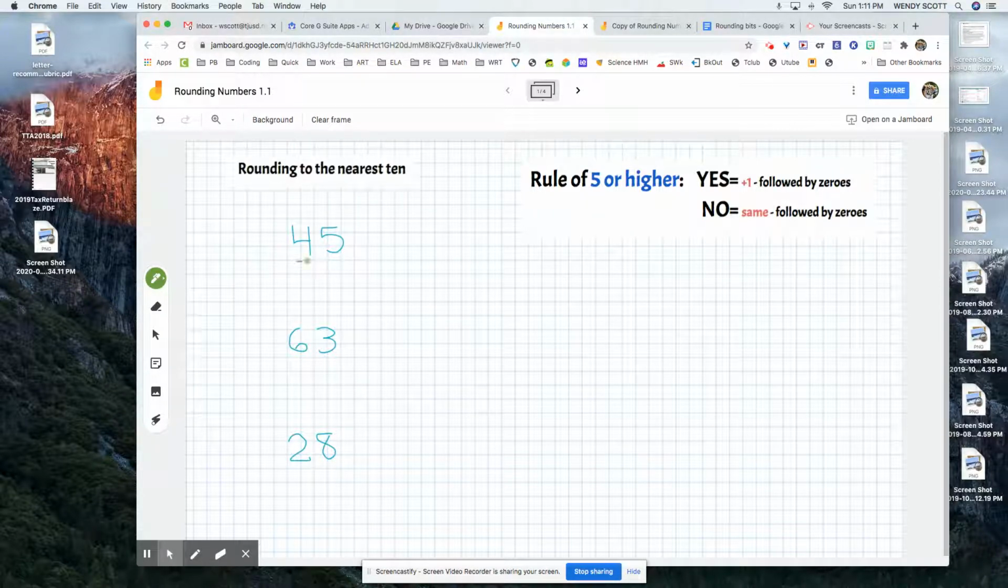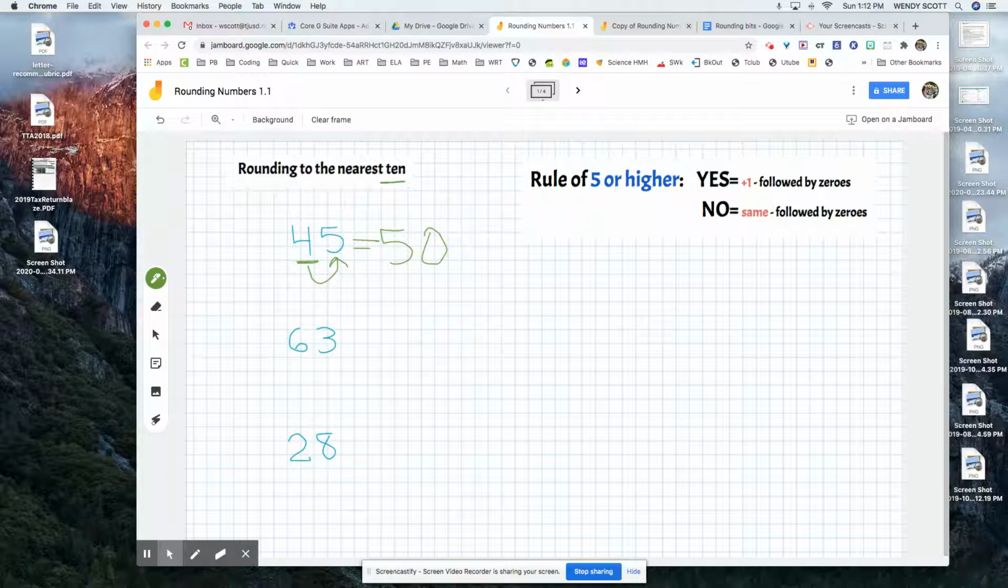So the rule is I'm going to underline my tens number. I look to the right. I see a 5. This is the one I ask a question of. Is this 5 or higher? Well, it is a 5. So my answer is yes. That means a number is going to go up, but not the ones number here. It is the tens number that is going to go up 1. So my 4 will now become a 5. And this 5, which represents my ones number, will be filled with a 0. So it will change. So 45 rounded to the nearest 10 is 50, right?